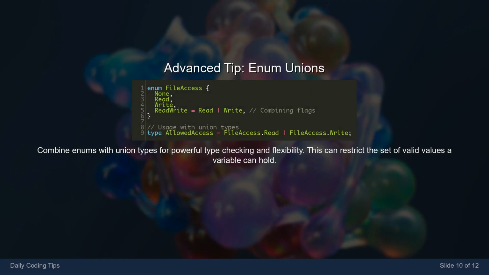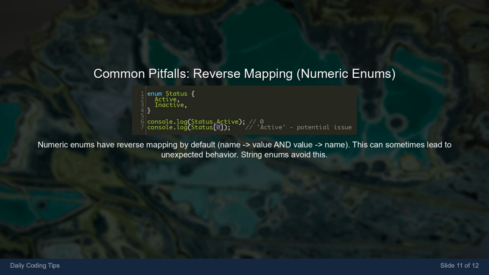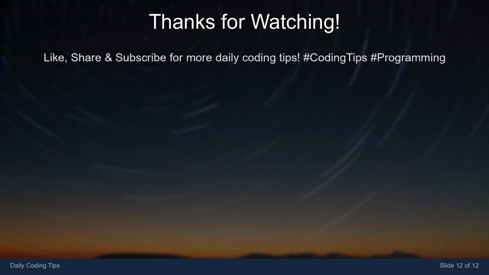Combine enums with union types for powerful type checking and flexibility. This can restrict the set of valid values a variable can hold. Numeric enums have reverse mapping by default, name to value and value to name. This can sometimes lead to unexpected behavior. String enums avoid this.